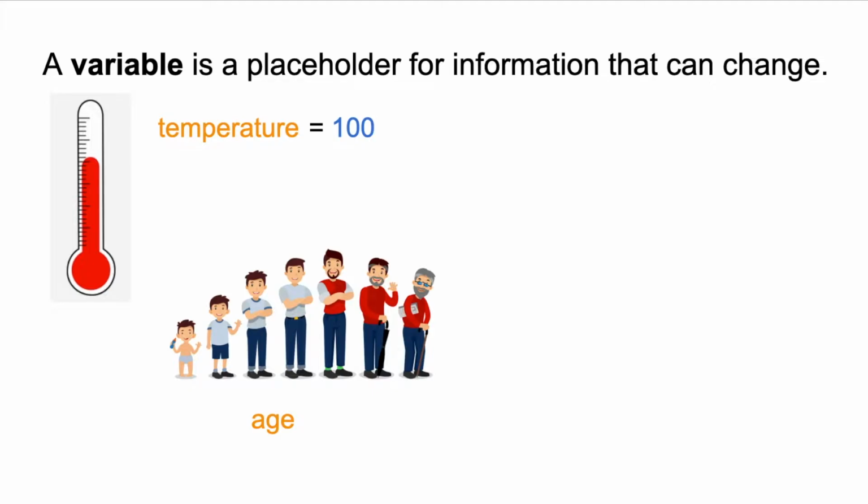Age is also a variable. Today, I might be 9 years old. But I'm going to get older, and in a few years, I'll be 16 years old. And a few years after that, I'll be 54 years old. I'm not always the exact same age every moment of my life. It's always changing. Age is a variable because it changes all the time.